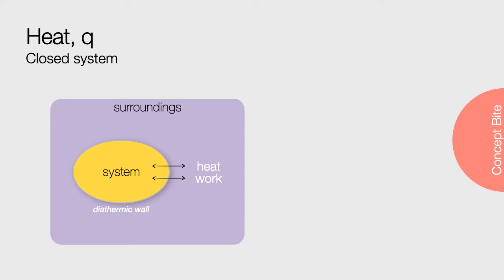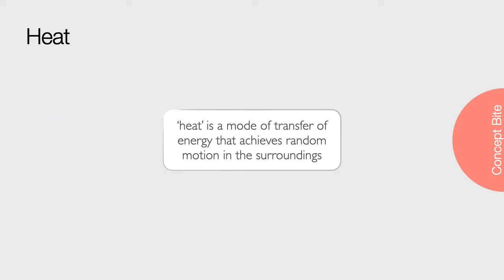I've said that heat is a mechanism of transferring energy between the system and surroundings, but how does this differ from work? Heat is defined as a mode of transfer of energy that achieves random motion in the surroundings. So, how does this look in practice?